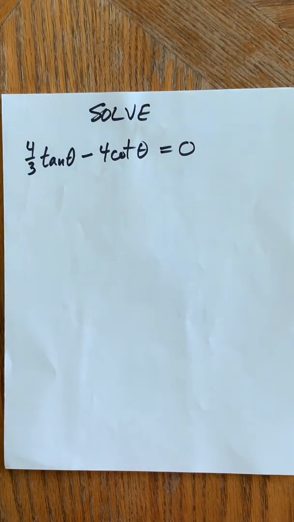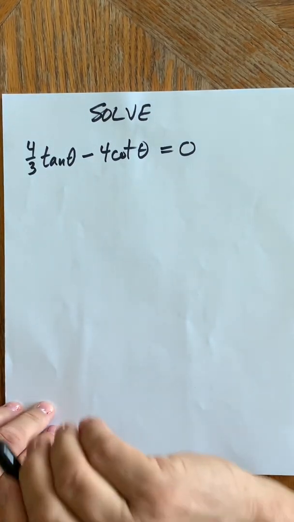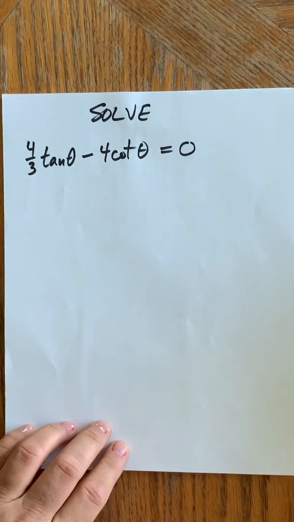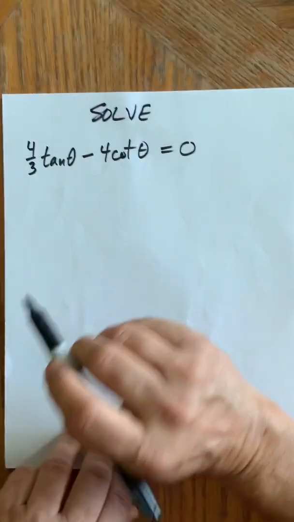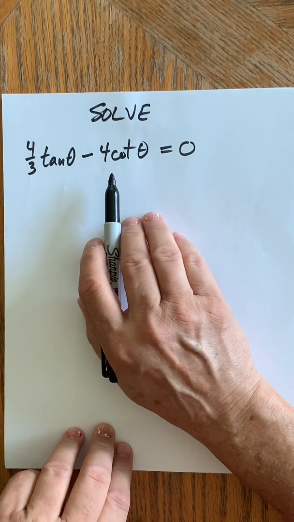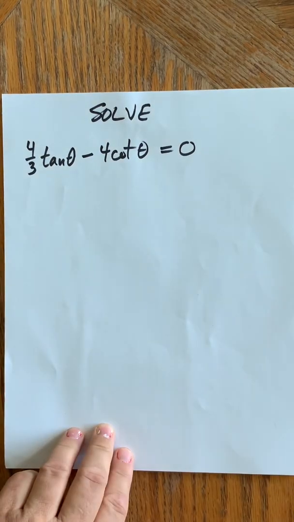Hello. So in this video, we're going to solve this equation: 4/3 tangent theta minus 4 cotangent theta equals 0. You're definitely going to have to use some identities because you've got two different functions, but you'll recognize that these are reciprocal functions. So let's clean this up a little bit. I want to take advantage of the fact that when I multiply tangent times cotangent, because they're reciprocals, I'll get 1.